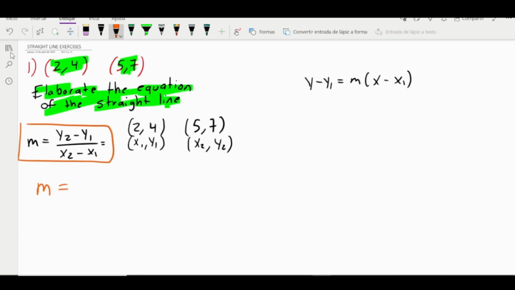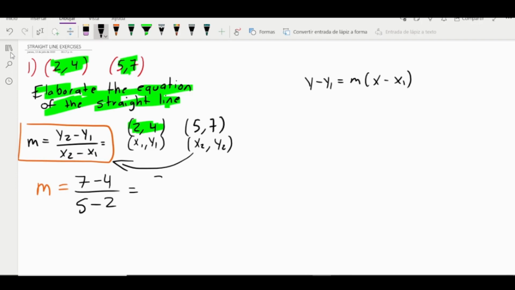We already have the formula: y2 minus y1 over x2 minus x1. If we organize the info, we can see that (2, 4) is going to be x1, y1, and (5, 7) is going to be x2, y2. Applying the substitution into the formula, y2 is 7 and y1 is 4, so it's 7 minus 4, and x2 is 5 minus x1, which is 2.